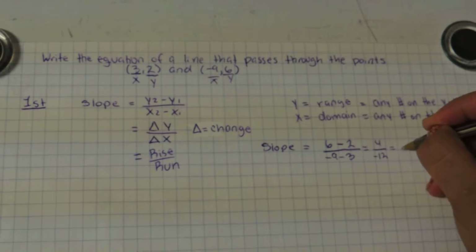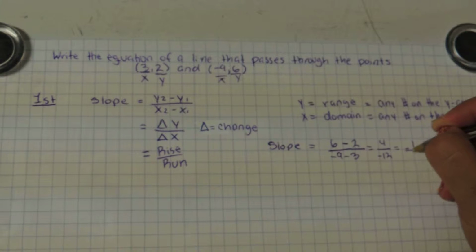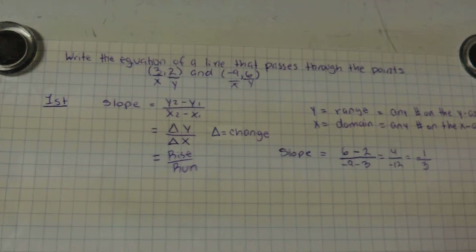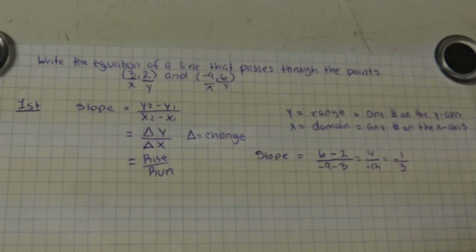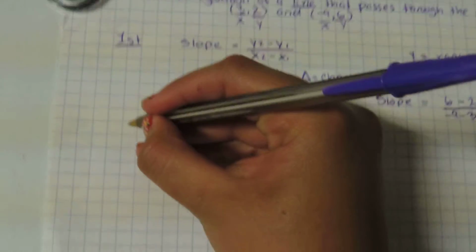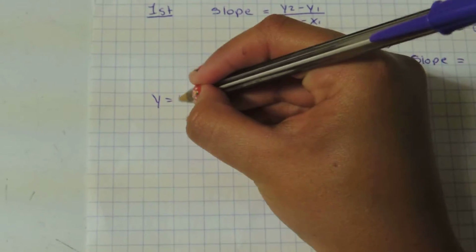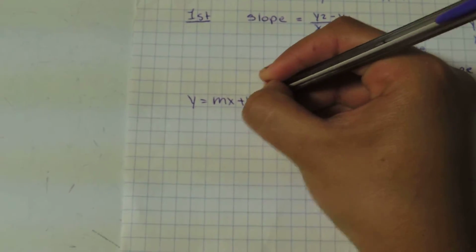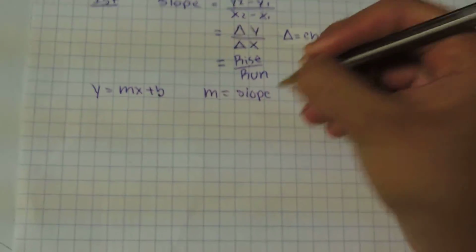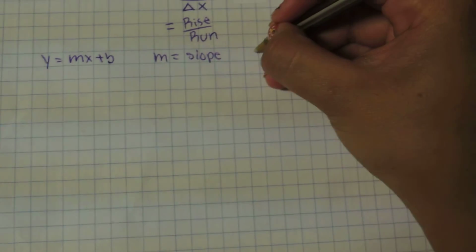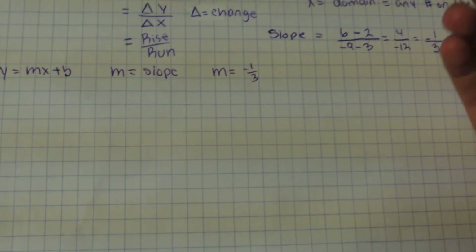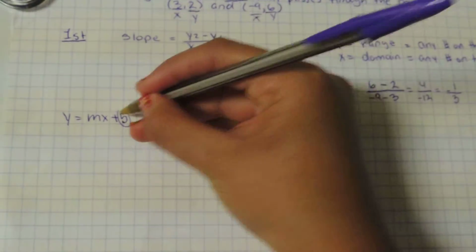Now, simplify again. Slope would equal negative 1/3. Now, if we were going to find the equation of a line, the equation of a line could be said as y equals mx plus b, where m equals slope. And we already know what slope is, so we could also say that m equals negative 1/3. So really, all we need to find is b.